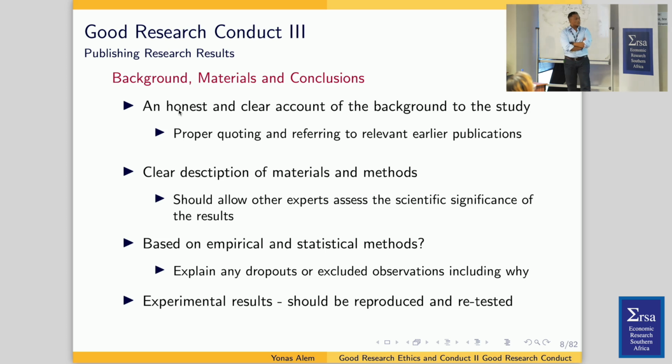Clear description of the materials and the methods. The experiment, like we discussed yesterday, if it was an experiment, you have to explain how the samples have been done, what kind of cares you have used. It should allow other experts to assess the scientific significance of the results. And also, it should be based on empirical and statistical methods. So this is a bit of repetition from yesterday, but at least it was discussed as a part of the research method. The experimental results should be reproduced and retested.